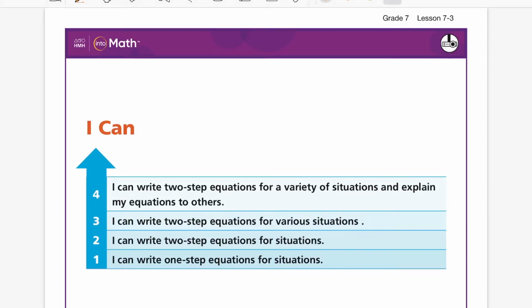Here is grade 7, module 7, lesson 3. Our I can statement for today is: I can write two-step equations for various situations.